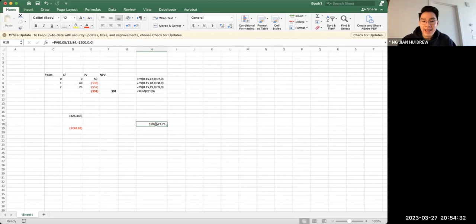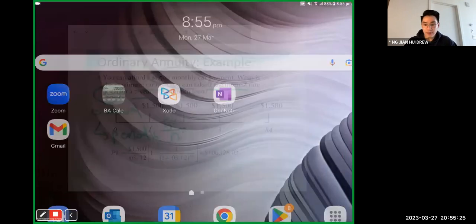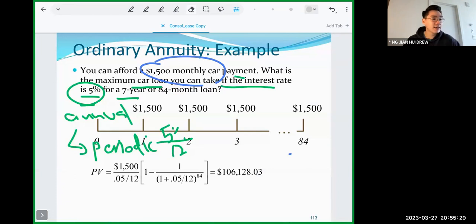What I like to do at the end of my formulation is to think about it. This is a positive value, 106K positive. Does it make sense to the question? It does, because they ask what is the maximum car loan. Remember, with a loan you're getting the money now, which is going into your pocket, so it's supposed to be positive. And every month you pay out negative because money is going out of your pocket. So a good practice is to ask yourself at the end whether this positive or negative value makes sense to you. Hopefully it does, then you know you're on the right track. Any questions regarding this?